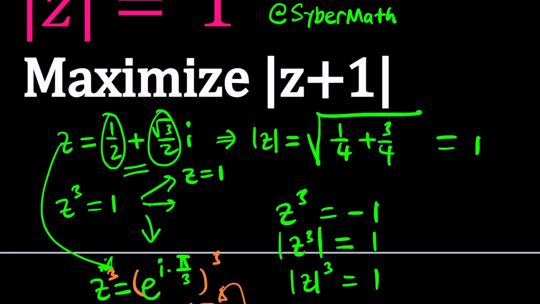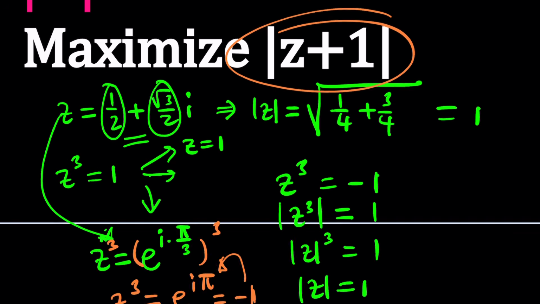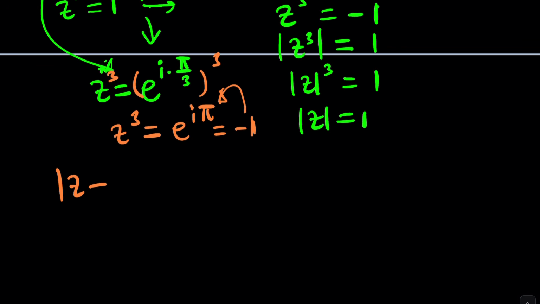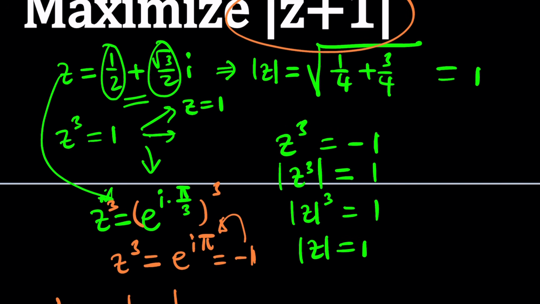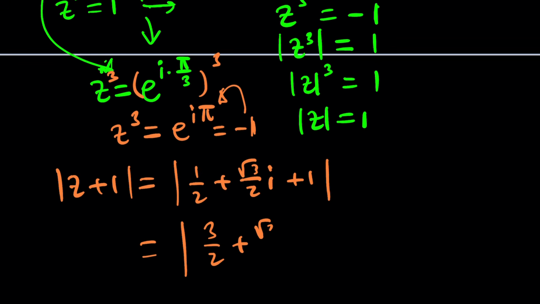Now, but wait a minute. This is telling us to maximize the following. So if z is equal to that, what happens? Let's go ahead and find out. If z is equal to that number, what is the z plus 1 gonna look like, right? You're just gonna add z plus 1. So our number was 1/2 plus root 3 over 2i. You're just gonna add 1 to it. That's gonna become 3 over 2 plus root 3 over 2i.